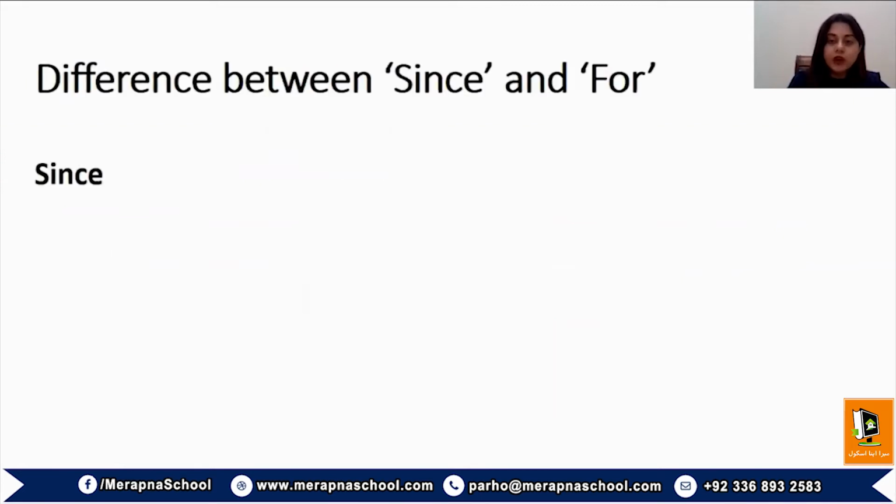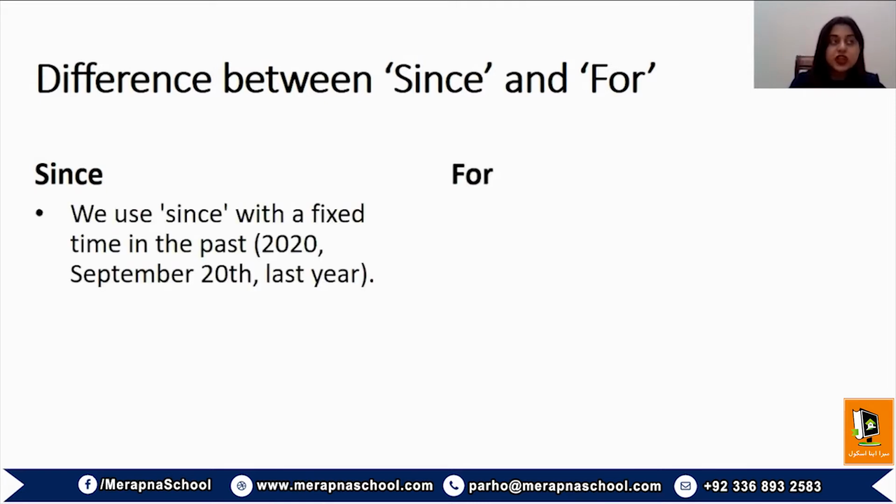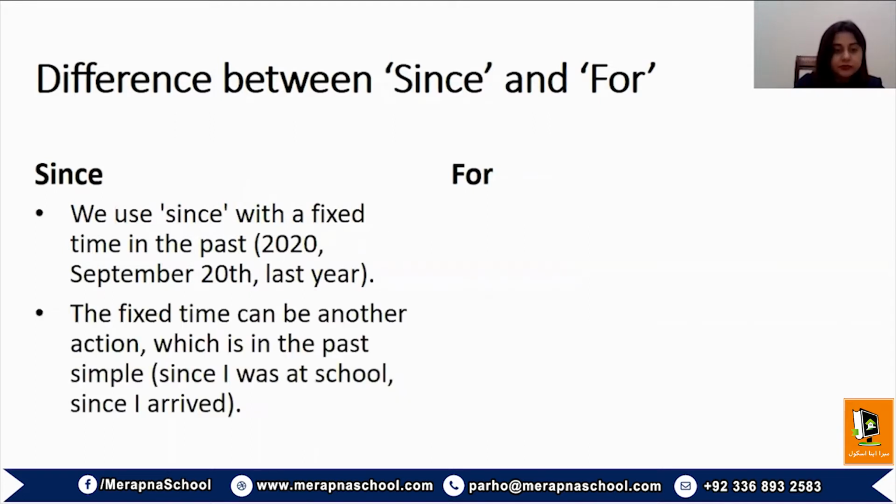Okay. Now, before we move on, since we have used the words since and for in the examples that we have just discussed, now I'll explicitly discuss the basic difference between the two. So since is used when we are referring to a very fixed time in the past. It could be a year like 2020, it could be a fixed date like September 20th or last year. And the fixed time can be another action which is in the past. For example, saying since I was a kid, since I was a teenager, since I arrived, since I was at school. I'll be sharing a few examples in a while.